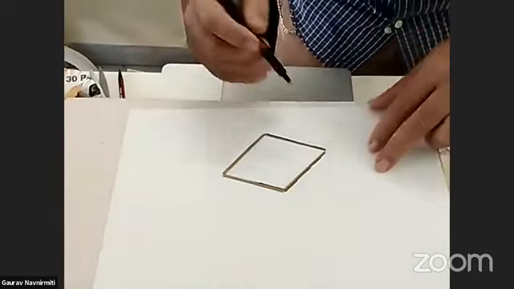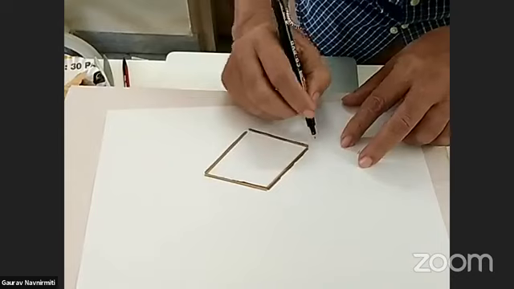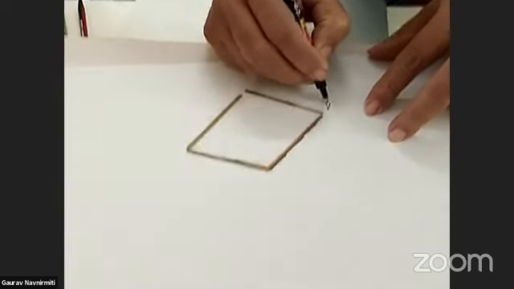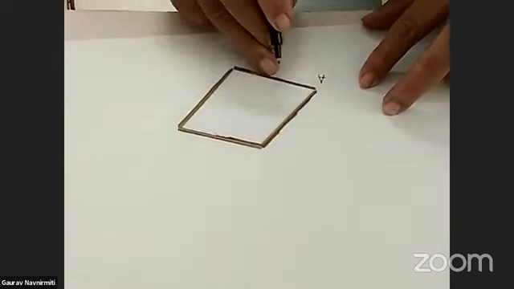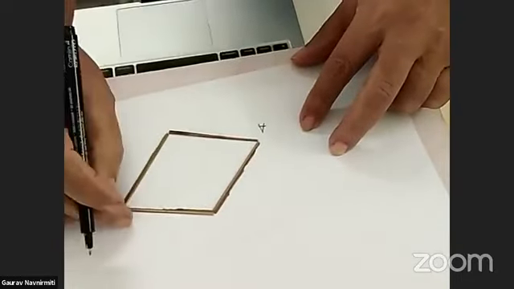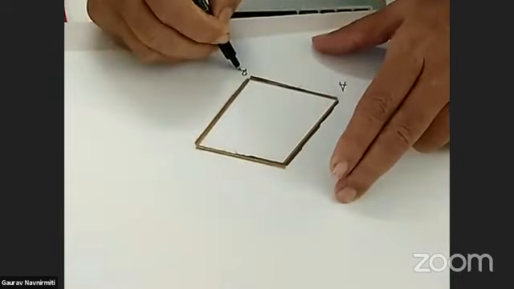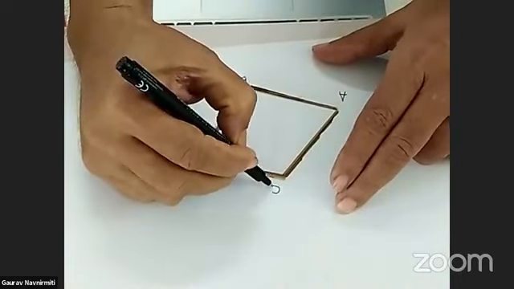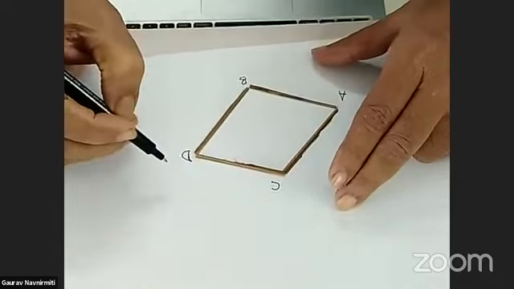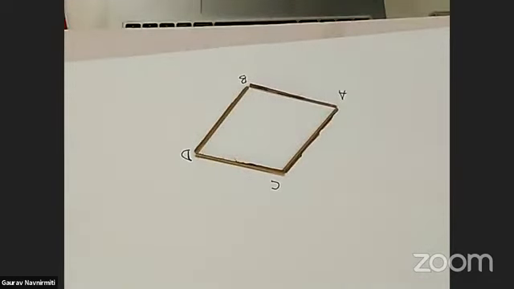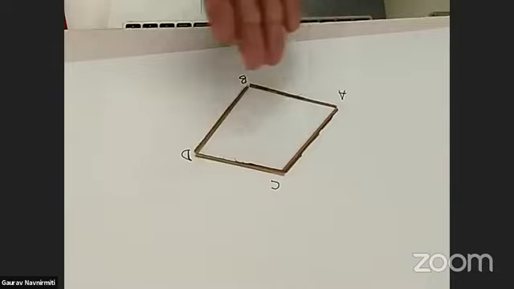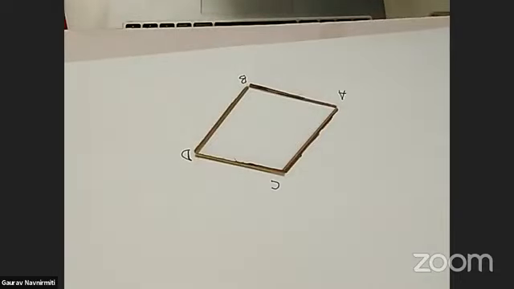Let me call the rhombus, let me call this angle here as A, this angle here as B, this here as C, and this as D. And I want to divide the angle CAB into two equal parts. I want to bisect the angle CAB.